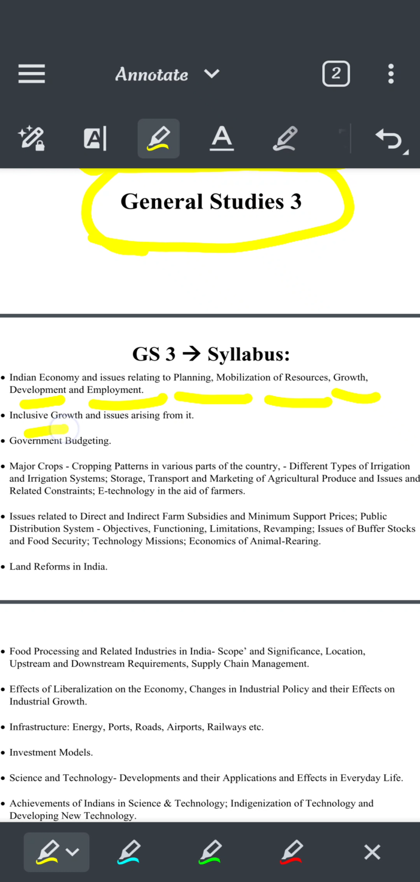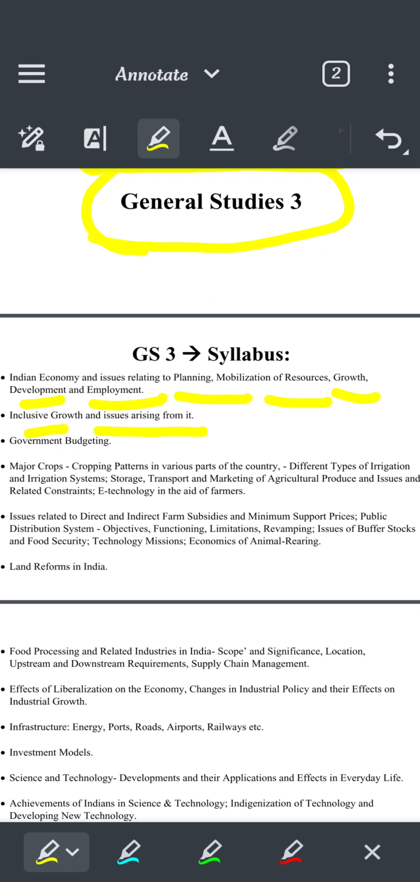Next is inclusive growth and issues arising out of it. What do you understand by inclusive growth? What are the factors which impact it? How is the government bringing out policies to ensure inclusive growth? What are some of the challenges associated with that, and how to approach those challenges in a fair, equitable manner by providing practical and viable solutions, both in the short term and the long run?